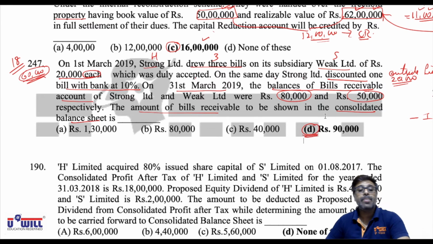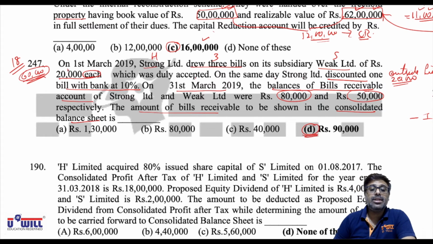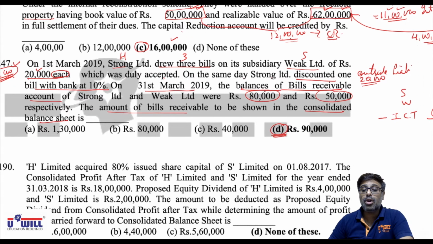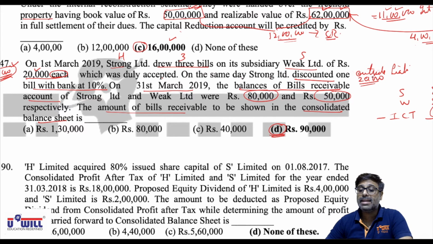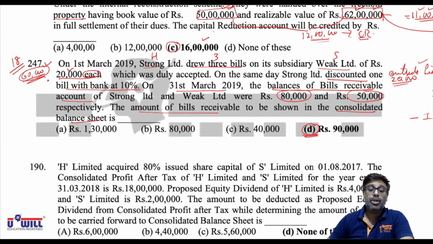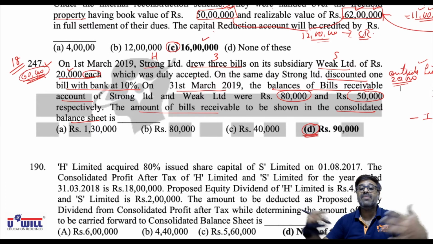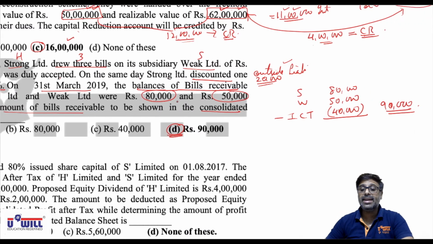90,000. I repeat, 3 bills of 20,000 each are drawn, means 60,000 of bills are drawn on the one company by other company, intercompany transaction. But out of that, one bill of 20,000 is discounted with the bank, that becomes outside liability. Out of 60,000, 20,000 becomes outside liability, means still what is intercompany liability? 40,000. So from 80 and 50,000, 1,30,000 of bills, we will minus intercompany liability of 40,000. So in the balance sheet, what amount will come in the outer column?